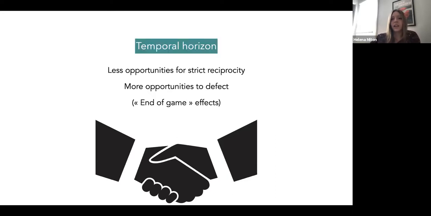And finally, one last aspect is the temporal horizon, because if you get more one-shot things, there are fewer opportunities for strict reciprocity, more opportunities to defect, and end of game effects.